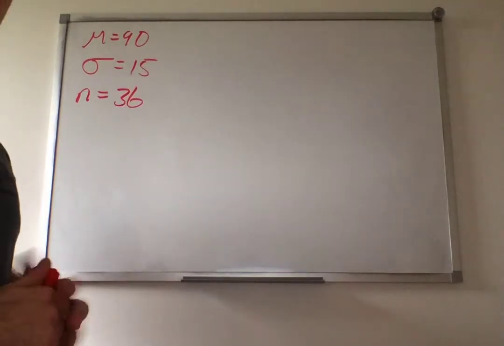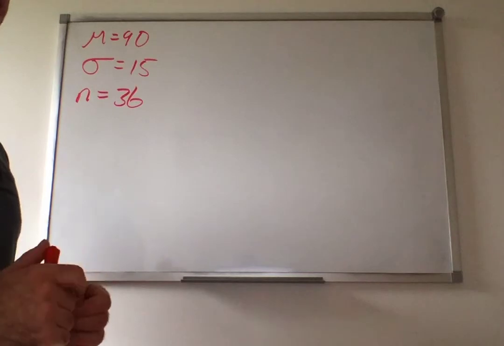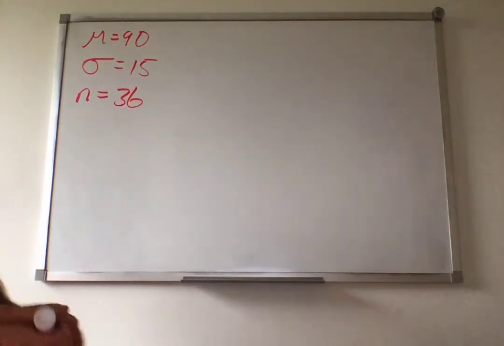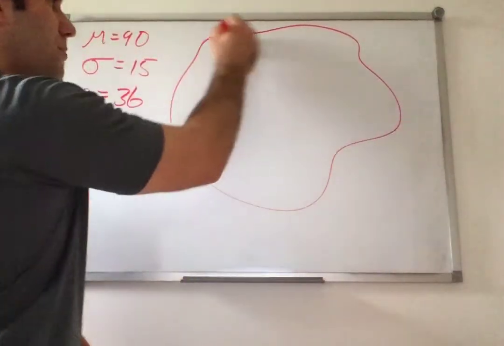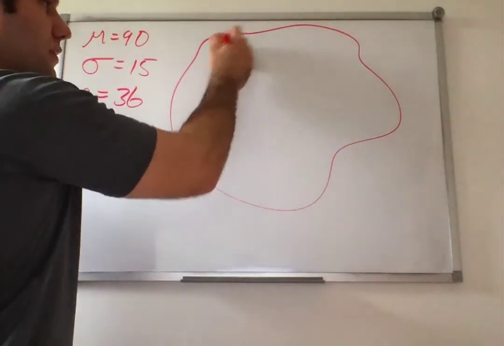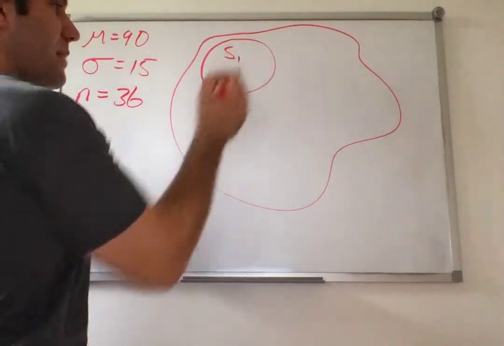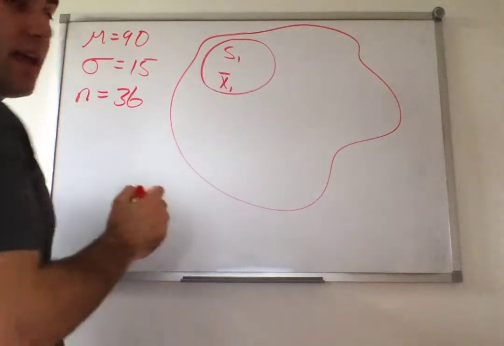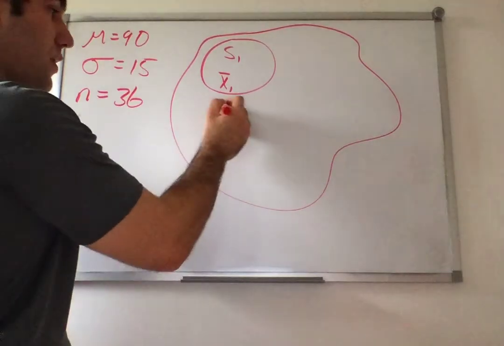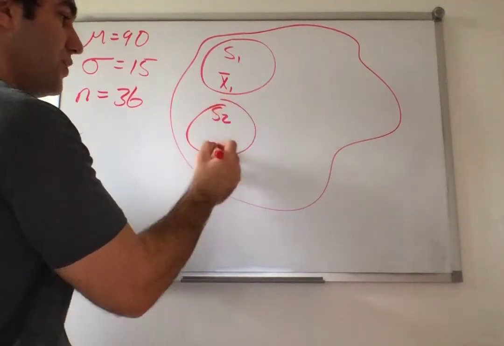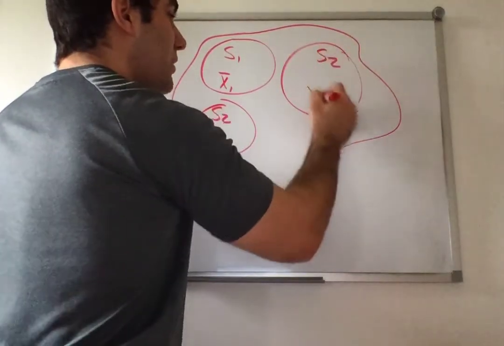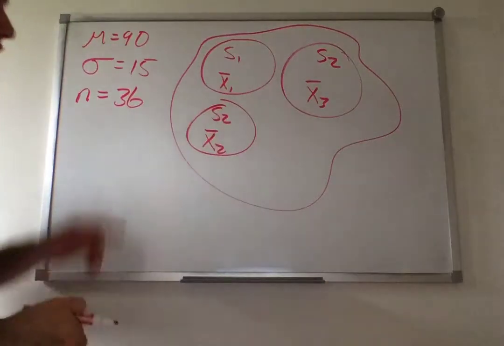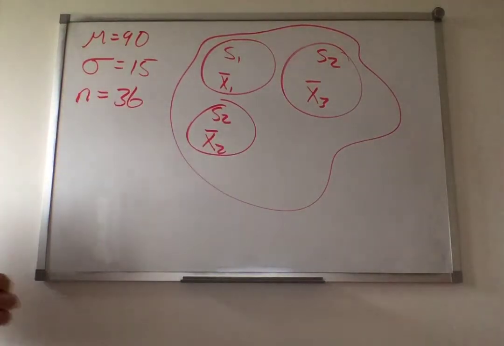Now let's read that one more time. It says samples. There's plural there, meaning we're drawing more than one sample. Here's what we're doing. Here's our population. Here's one sample, sample 1. It has some mean x bar 1. We draw another sample, S2. It has some mean, x bar 2. We can do it again, S3, x bar 3. We keep doing it over and over. They all have the same sample size, 36.